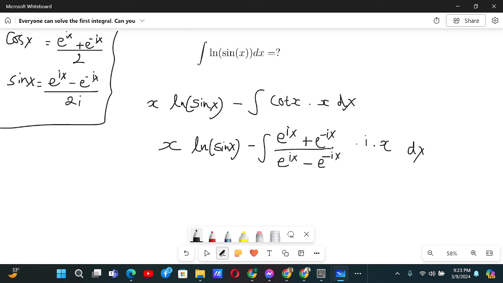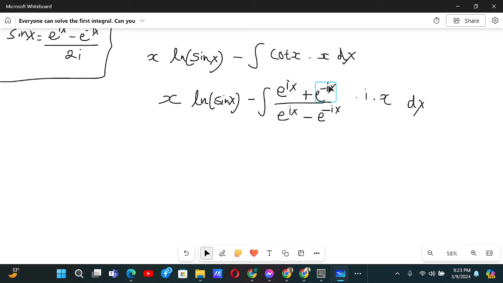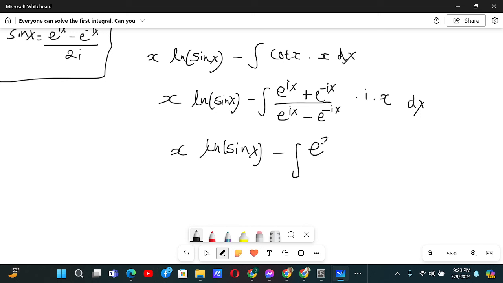Okay. Now first of all, let us use e to the power minus 2ix as 1 by e to the power 2ix, and then let's multiply here. Let's do those things, and then we will decide what to do next. We get (e^(2ix) + 1)/(e^(2ix) - 1), and then i times x dx. Okay. Now what do we do?